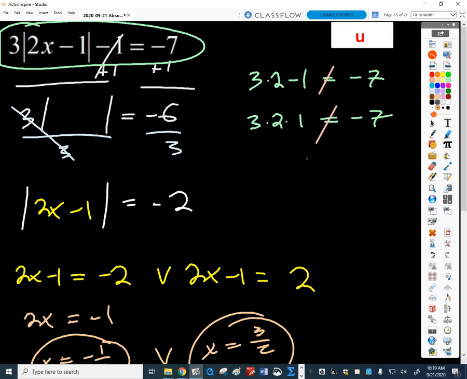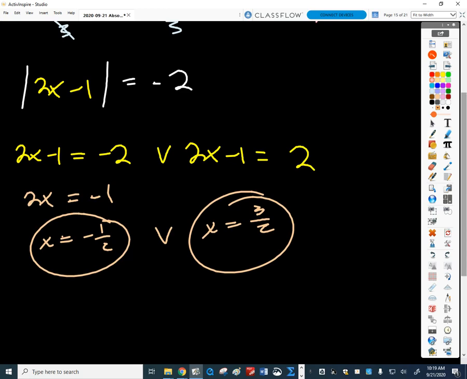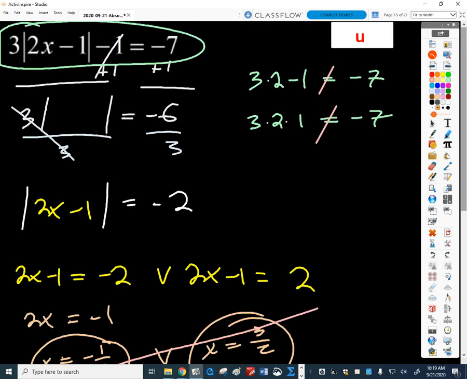Okay, so that's one where, yes, our answer should be no solution. And I would tell you that you ought to be able to see that right from the beginning. We ought to be able to see it right from this, at least from here, right? If we have an absolute value set equal to a negative number, we know immediately that's going to be no solution because the output of an absolute value function cannot be negative.